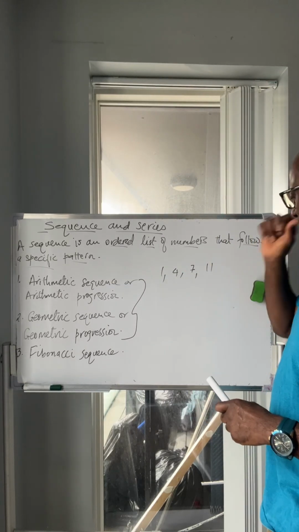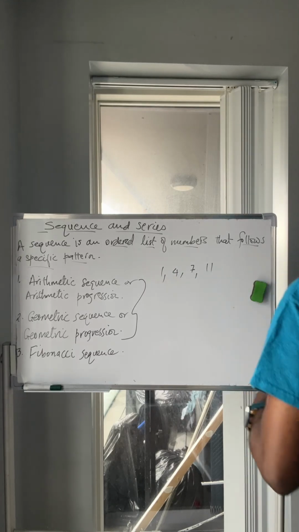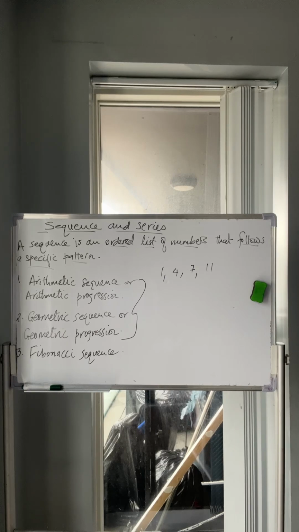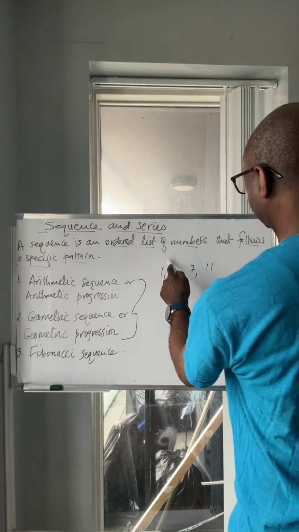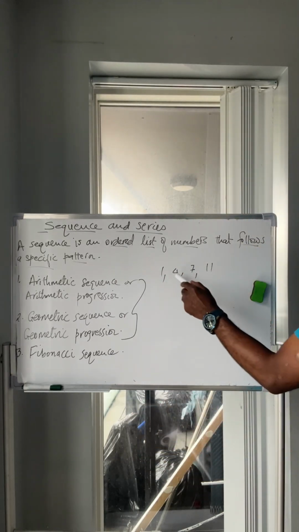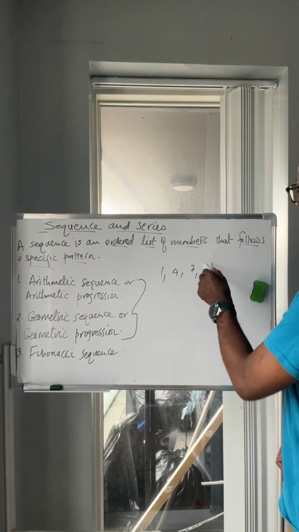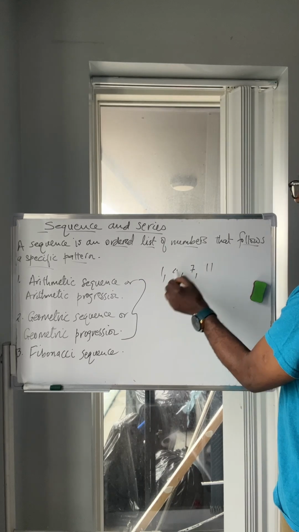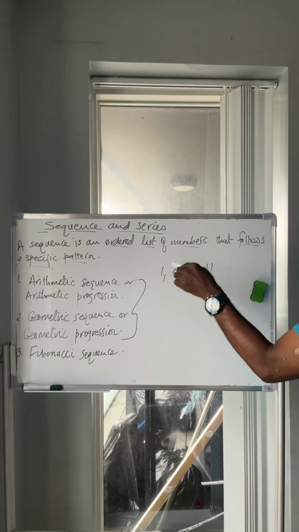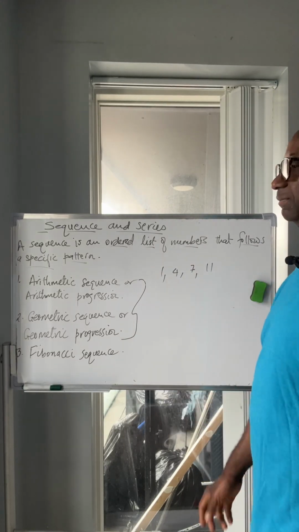That consecutive numbers, the difference between them is always constant. Right? Between 1 and 4, the difference is 3. Between 4 and 7, the difference is 3. 7 and 11, the difference between them is 3. So every consecutive numbers, the difference between them is constant throughout this list of numbers. Therefore, this list of numbers is a sequence.